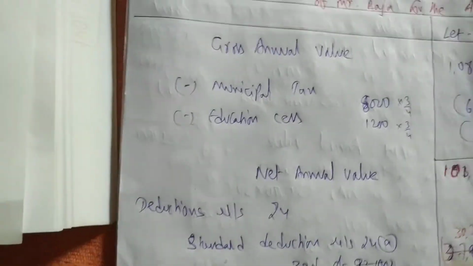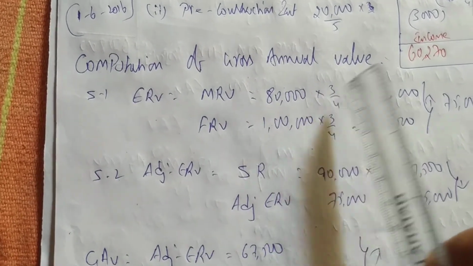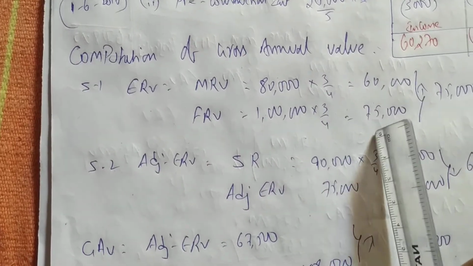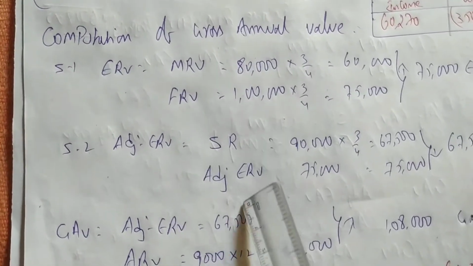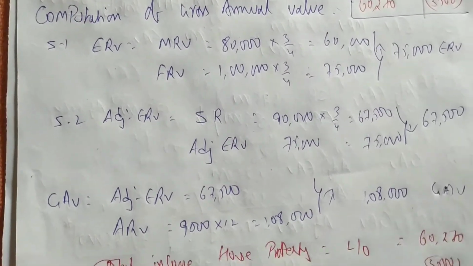Okay, and how did we find out GAV? MRV, FRV is given for the entire building. So we have taken for 3/4. 80,000, 3/4 is 60,000. 1 lakh 3/4 is 75,000. And we know the highest of the two will be called as ERV. Next, adjusted ERV, standard rent, adjusted ERV, whichever is low. What is low? 67,500. This is adjusted ERV.